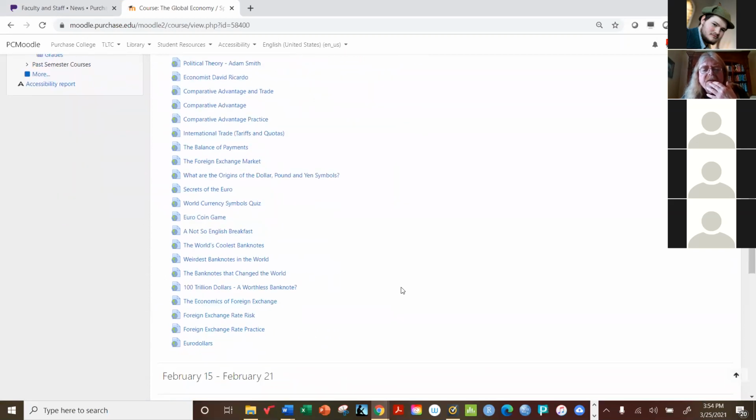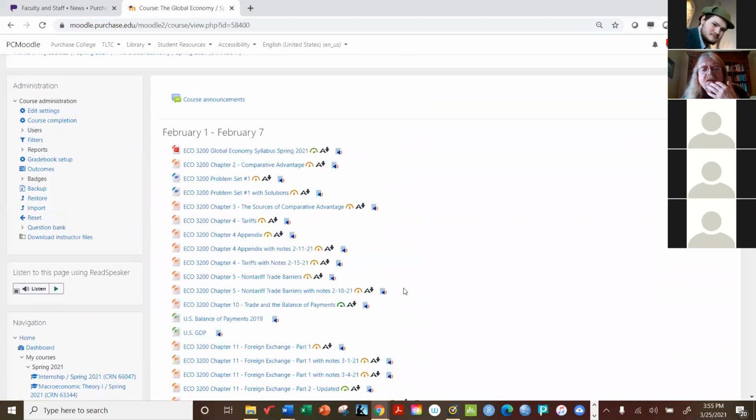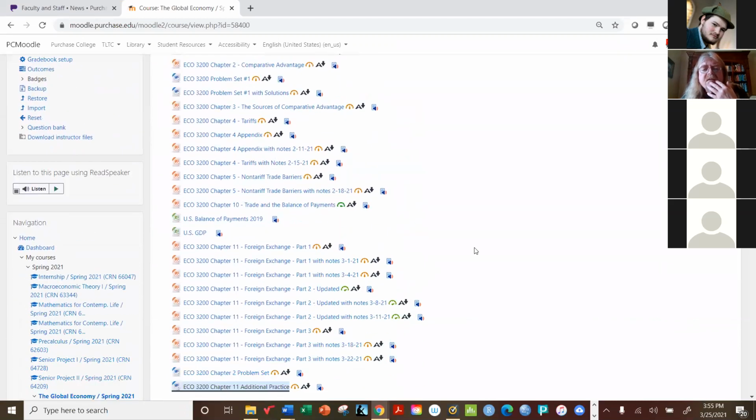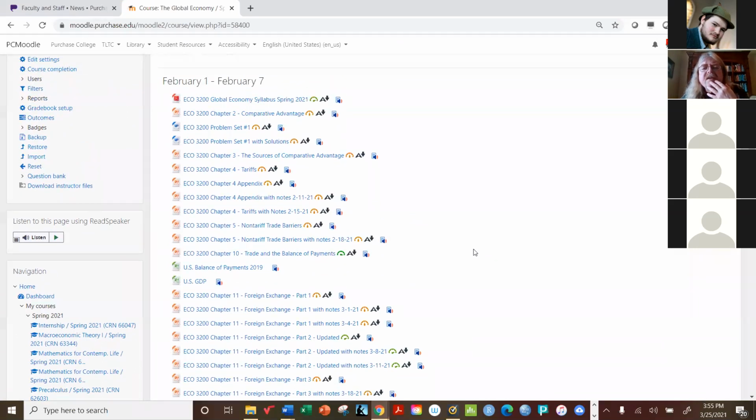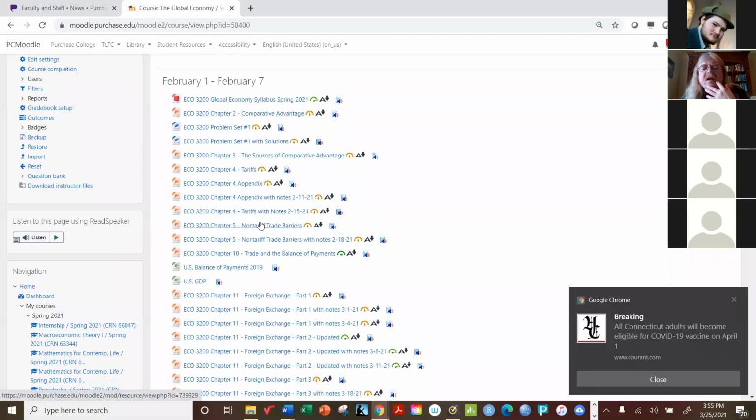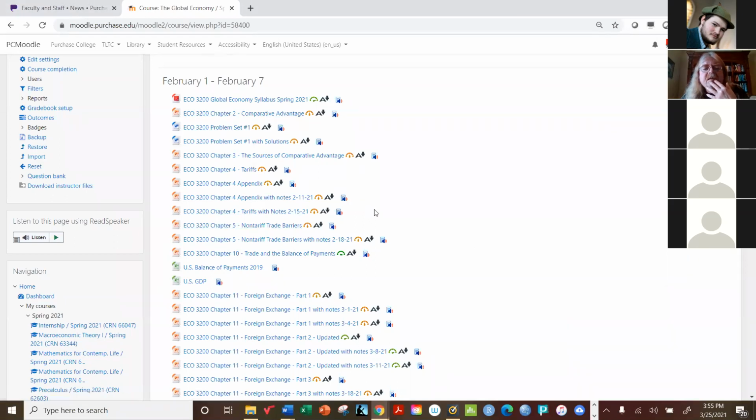And fairly soon, we'll have to start doing a little review so that we can actually have a midterm. The midterm, I think I may have mentioned, would be based entirely on chapters 2 through 5, which is our discussion of trade. And then we switched over to finance, starting basically in chapter 10.